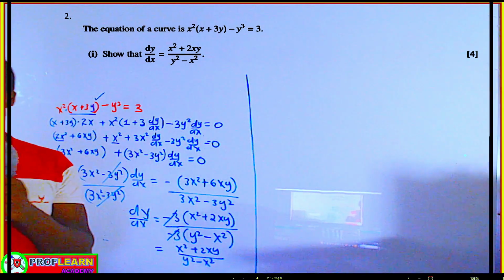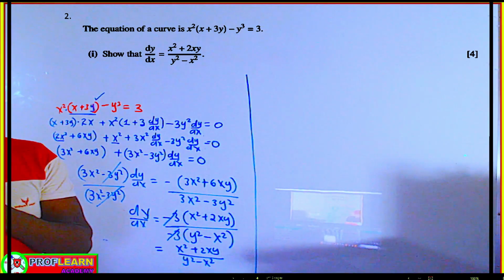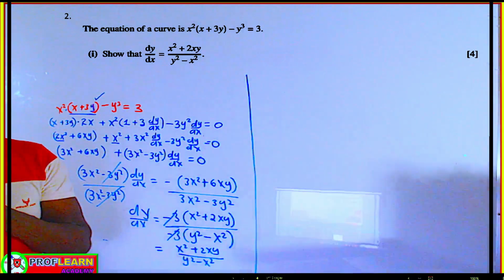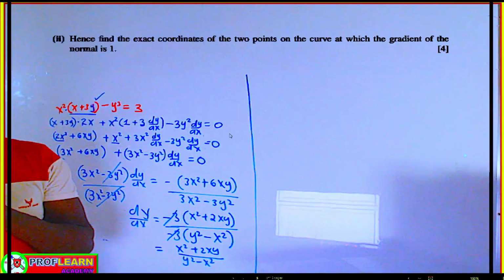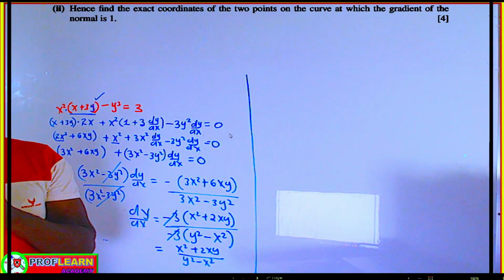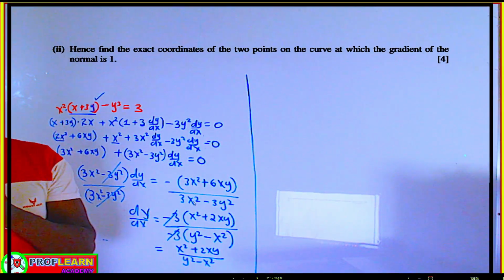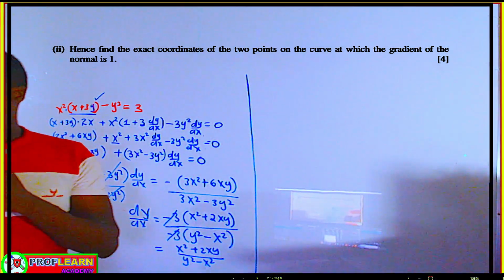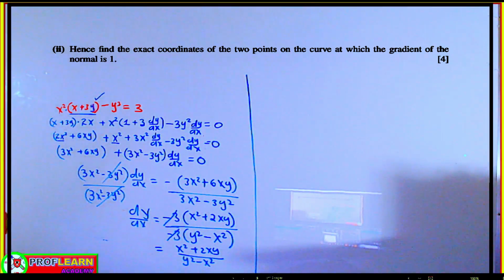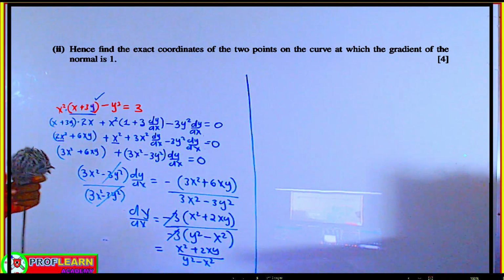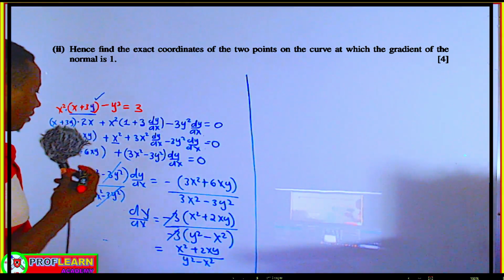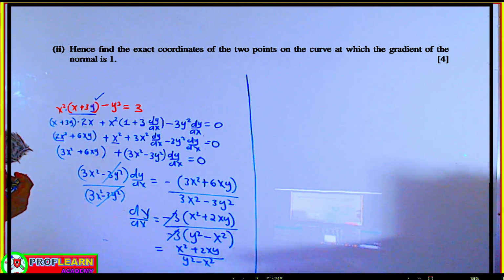Now let us check the next question that we are supposed to answer at this point. Hence, find the exact coordinates of the 2 points on the curve at which the gradient of the normal is 1. The question is almost similar to what we have done in the previous part. So the gradient of the normal is actually -1.